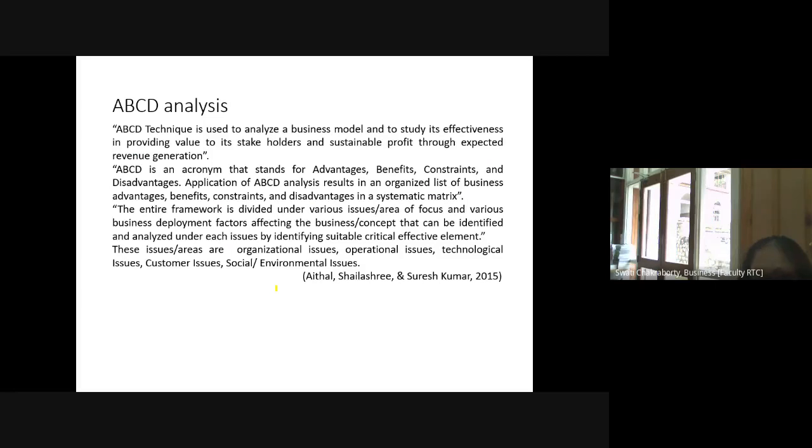Okay, next that we have is ABCD analysis. What is it? It's a technique which is used to analyze a business model and study its effectiveness for providing value to its stakeholders, for having sustainable profit through expected revenue generation. So ABCD: A stands for advantages, B for benefits, C for constraints, D for disadvantages.